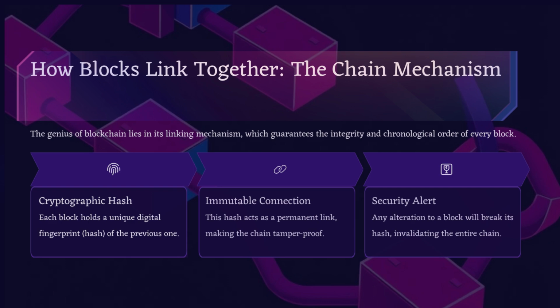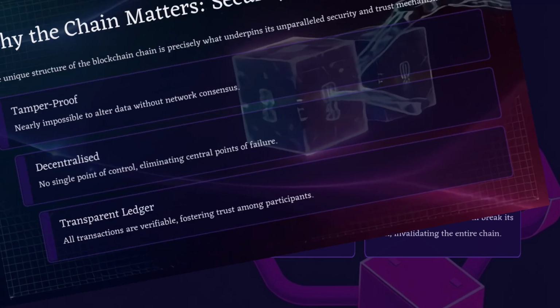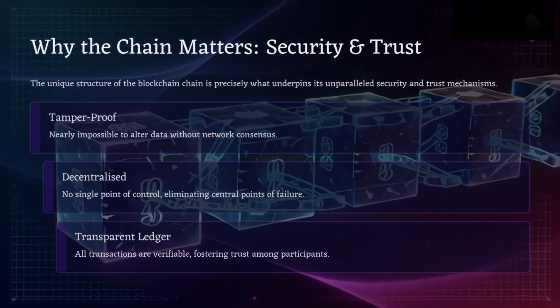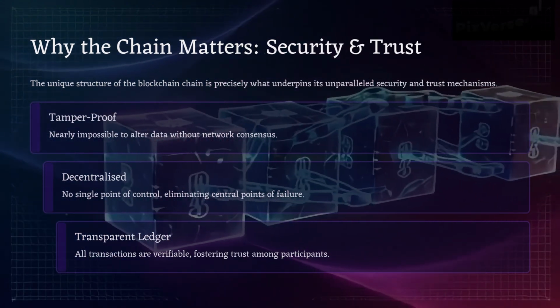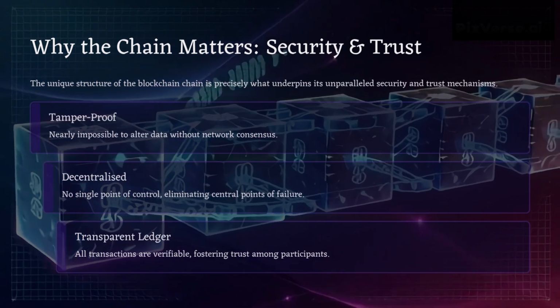Now imagine if someone tries to alter one block, even slightly. The hash changes, breaking the link with the next block, and that instantly alerts the entire network. That's why blockchain is tamper-proof. If you want to fake a transaction, you'd have to change every block on every computer in the world simultaneously.